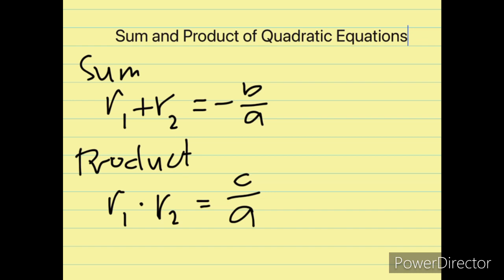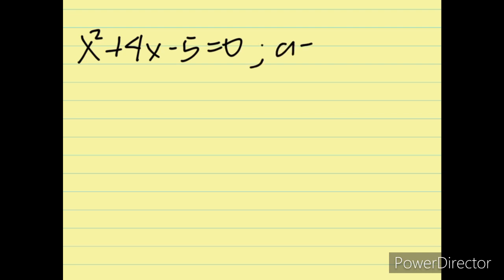Those are the formulas that we are going to familiarize and remember when we are solving the sum and product of quadratic equation. First example, x squared plus 4x minus 5 equals 0. This is our quadratic equation. Now, what is our a? Our a is 1, our b is 4, and our c is negative 5.